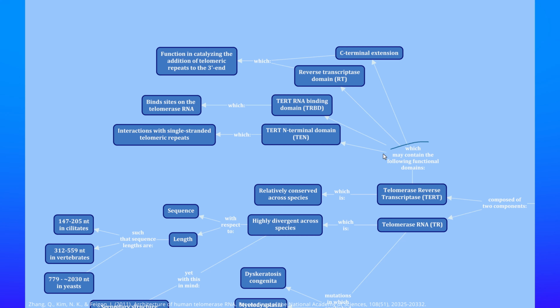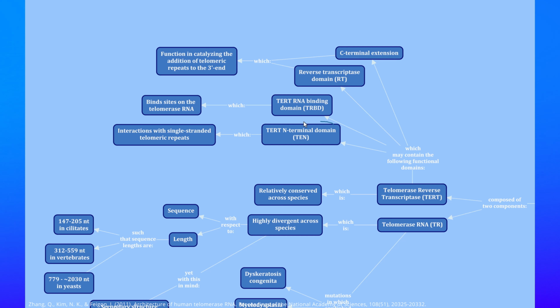It may contain the following functional domains. It may contain the TERT N-terminal domain, or TEN. The reason I say may is because some TERTs from certain organisms may contain some but not all of these domains, but it contains the TERT N-terminal domain. This is the TEN domain. It also contains the TERT RNA binding domain, or the TRBD. It also contains the reverse transcriptase domain, or the RT domain, and it also contains a C-terminal extension.